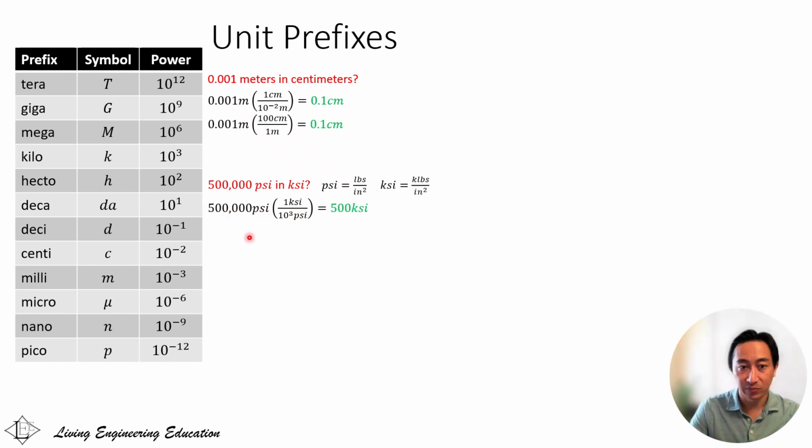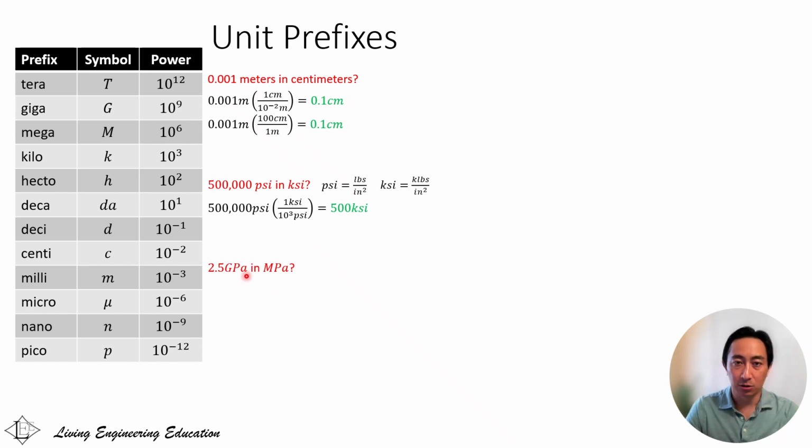This makes sense. My value gets smaller. My numeric value got smaller here, the value in front of the units, because the unit itself got larger. PSI is smaller than a KSI. So the numeric value got to be smaller for these to be equivalent. Okay?